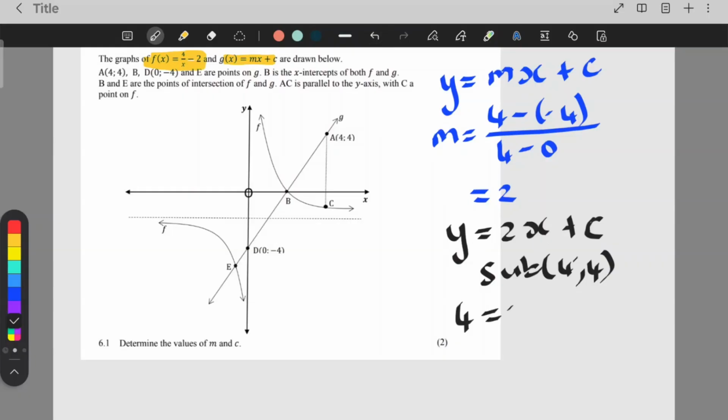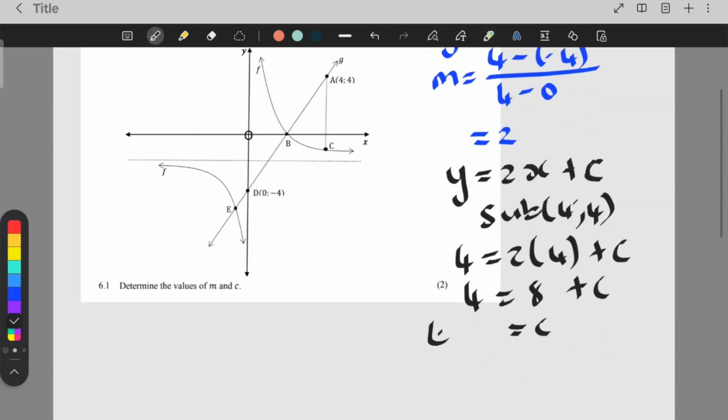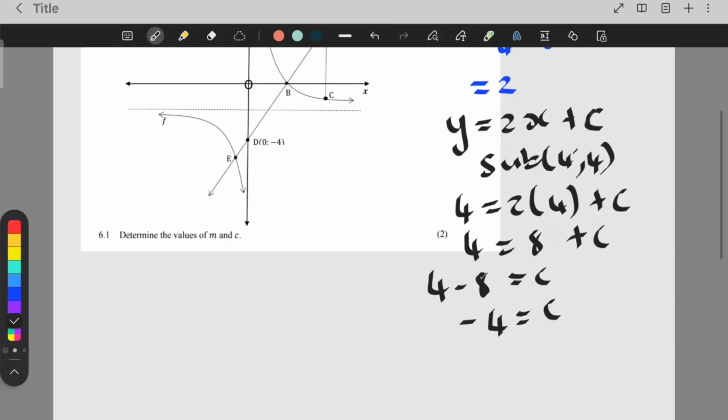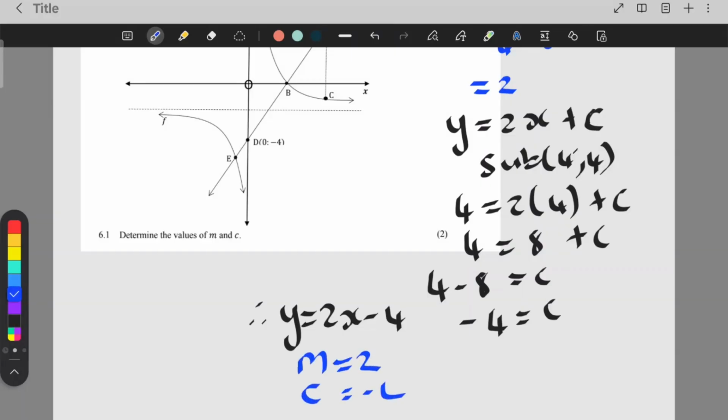So I'm going to substitute. So this becomes 4 equals 2 times 4 plus c. 4, this is 8. So c is 4 minus 8. So c is negative 4. You see there I get the negative 4. So therefore, y is equal to 2x minus 4. And then if you had to answer the question, you say m was 2 and c is negative 4.